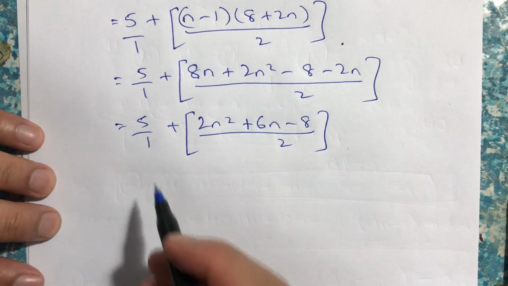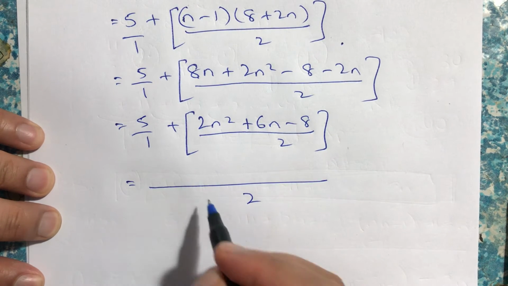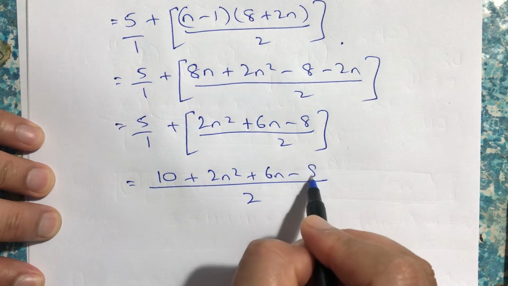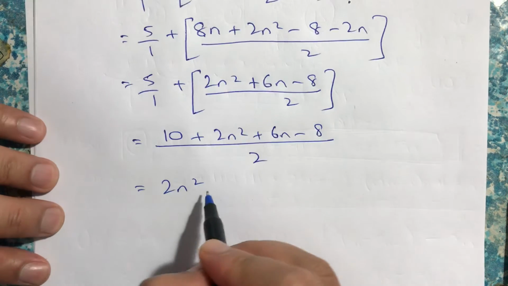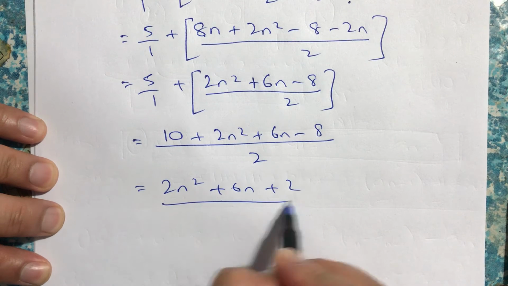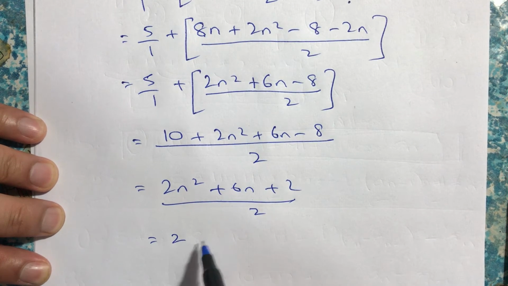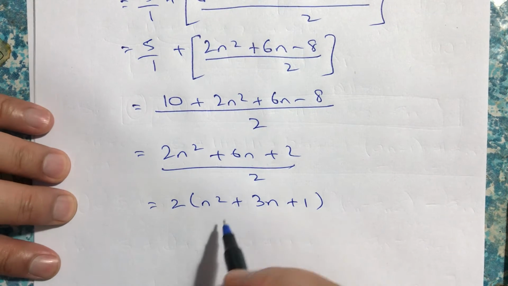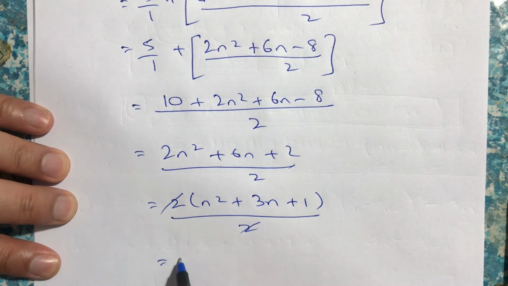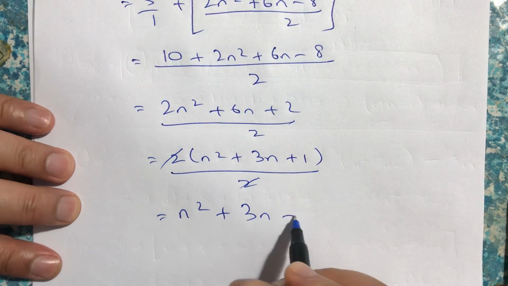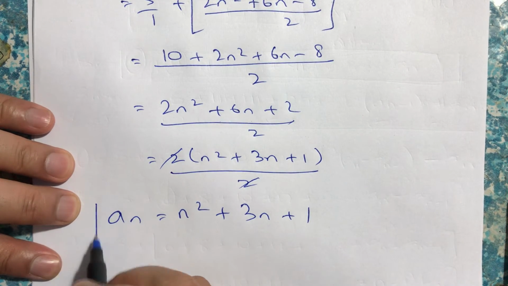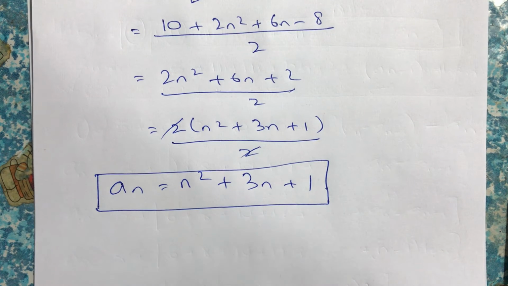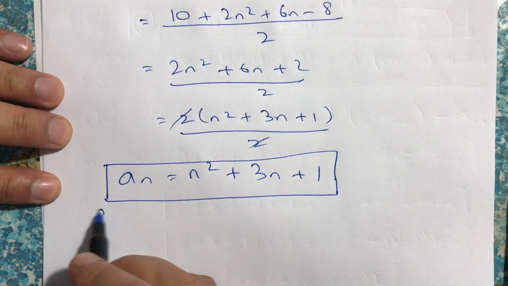Now we can find the LCM, and the LCM is 2. So 2 fives are 10, plus 2n square plus 6n minus 8. Then we get 2n square plus 6n plus 2 divided by 2. We can take the 2 common, and then we get n square plus 3n plus 1 divided by 2. The 2 and 2 get cancelled, so we get n square plus 3n plus 1. That is what we get as an. Once we get the value of an, we've already done in the previous tutorial how do I get the sum?